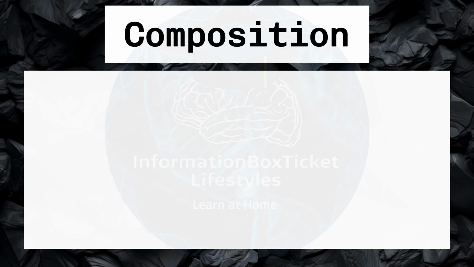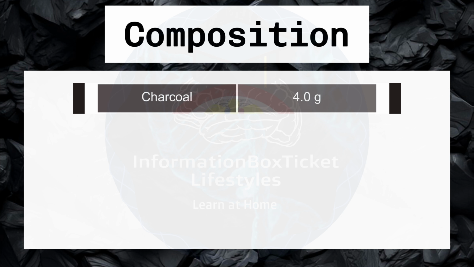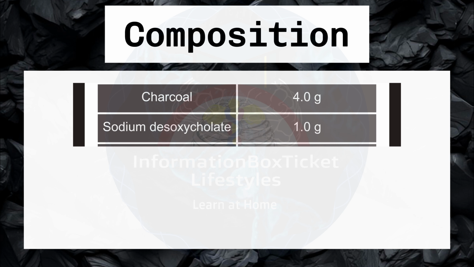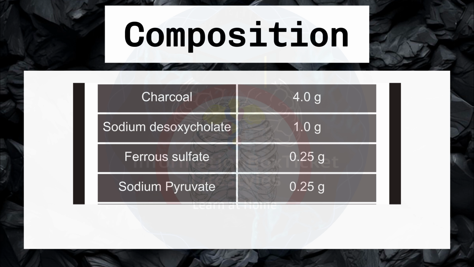To enhance aerotolerance, we incorporate 4 grams of charcoal, a key component, along with 0.25 grams of ferrous sulfate and 0.25 grams of sodium pyruvate. These ingredients work together to reduce oxygen tension and help the bacteria thrive in aerobic conditions. For selective inhibition, 1 gram of sodium desoxycholate is added. This helps prevent the growth of unwanted bacteria.